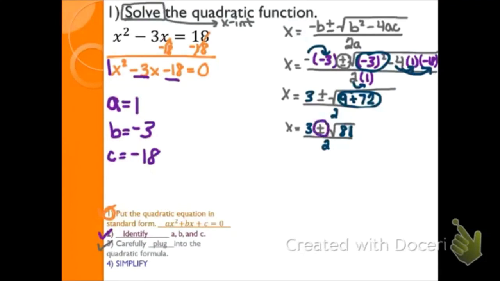What this means is that I have 3 plus the square root of 81, but I also have 3 minus the square root of 81. So that means I'm going to separate into 2 equations. The first one's going to say x equals 3 plus the square root of 81 divided by 2. And the other one's going to say x is equal to 3 minus the square root of 81 divided by 2.